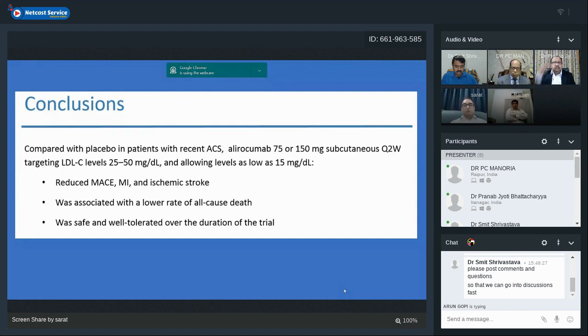Both these trials have brought down the patient's LDL to very low levels, and still safety is demonstrated and increasing efficacy is demonstrated. So you can say today, very confidently, the lower the LDL, the better.